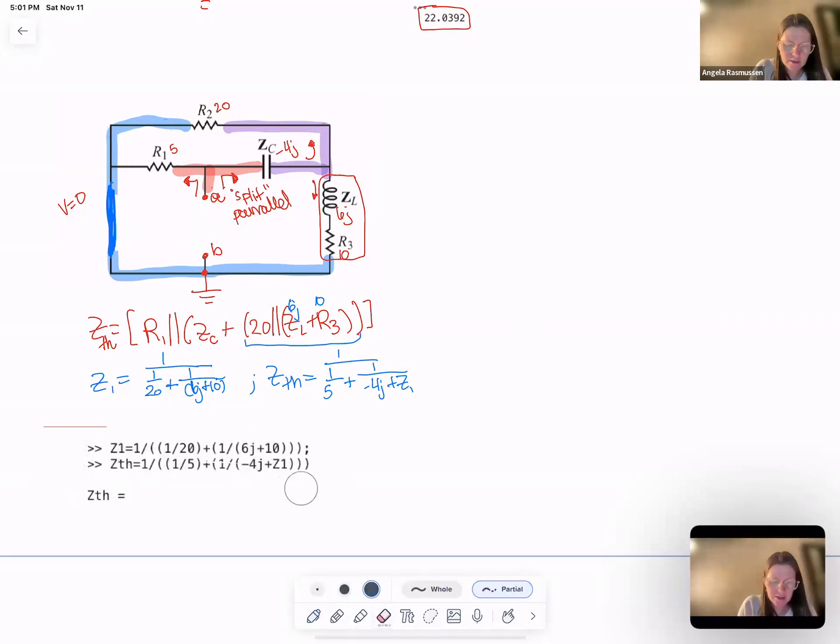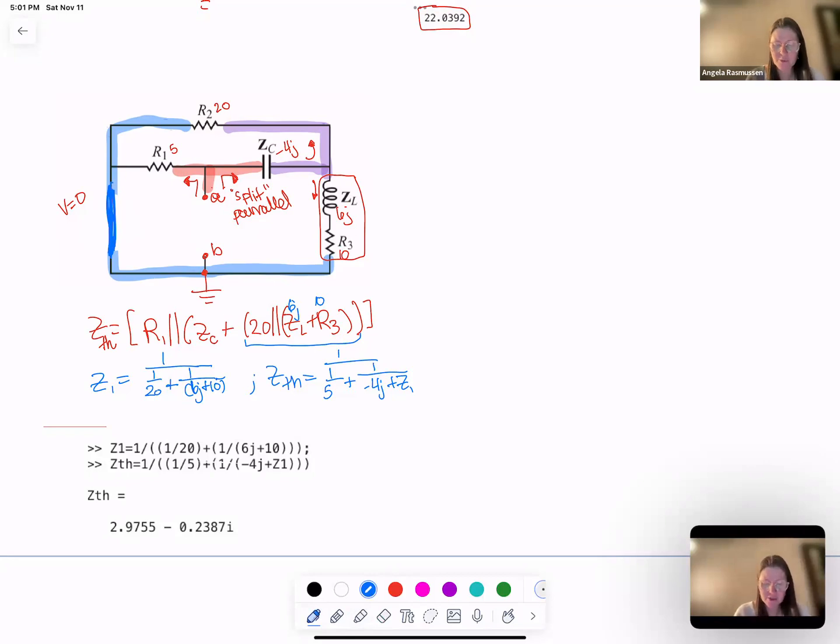I can then manipulate this or do algebra on it if I want, or use an online calculator to do the complex math here. And that gives me 2.9755 minus about 2.4J.